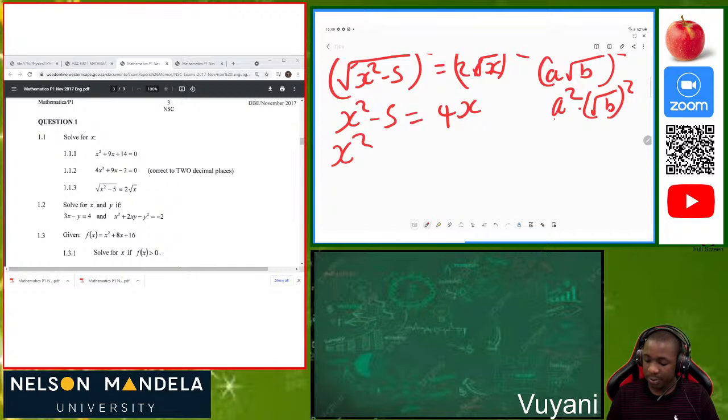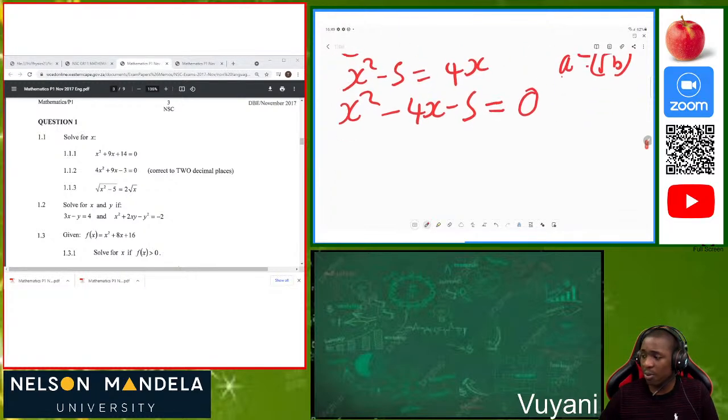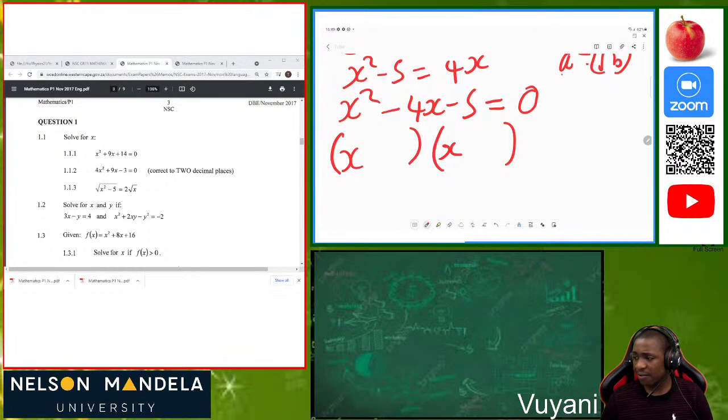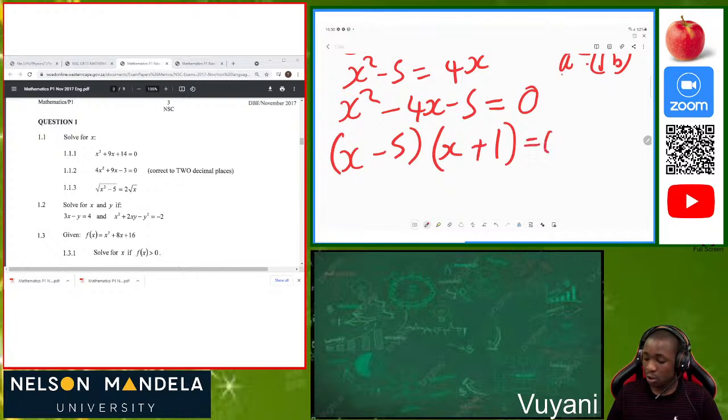We transpose 4x to this side, to get x squared minus 4x minus 5 is equal to 0. Now we have a quadratic equation. As always, you have to find your factors. The factors of 5 are 5 and 1. 5 times 1 is 5. When we say negative 5 plus 1, we get negative 4. So these will be our factors.